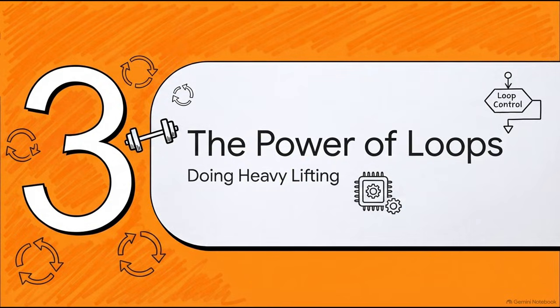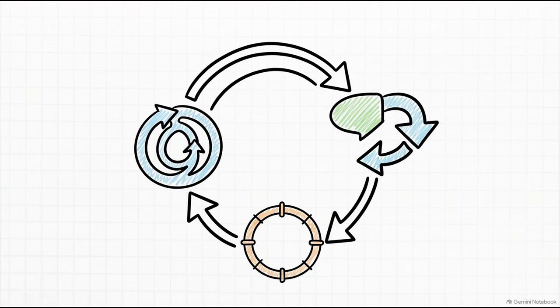Let's move to Section 3, the power of loops, doing the heavy lifting. Listen, in programming, if you find yourself writing the exact same line of code over and over again, you are definitely doing it wrong. Loops are how we get the computer to do all the heavy lifting for us. There are 3 main types of repetition structures, or loops, that you really need in your toolkit. First is the while loop, which repeats a block of code strictly as long as a condition remains true.